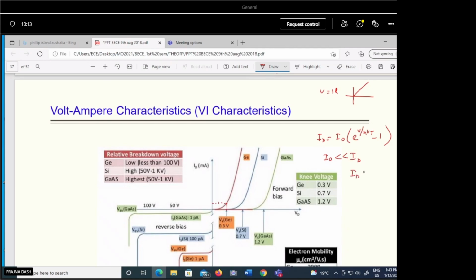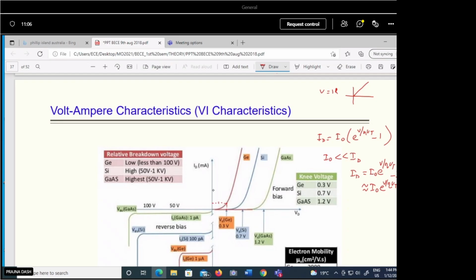If you evaluate the bracket, ID is equal to I naught e to the power V by eta Vt minus I naught. Compared to the first term, I naught is very small, so we can approximately take ID equal to I naught e to the power V by eta Vt. So we have an exponential relation between voltage and current, because I naught is a fixed quantity. The VI characteristic graph is an exponentially varying curve, and it varies with temperature, which you can evaluate from this equation. So this is about the forward bias characteristics of the PN junction diode.